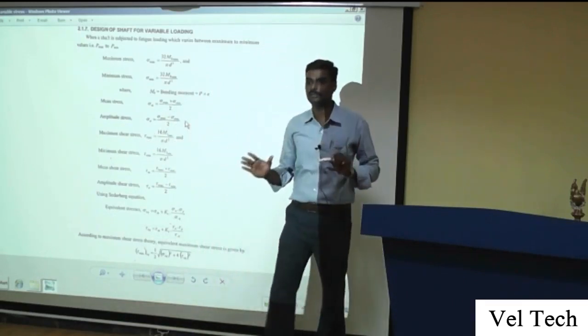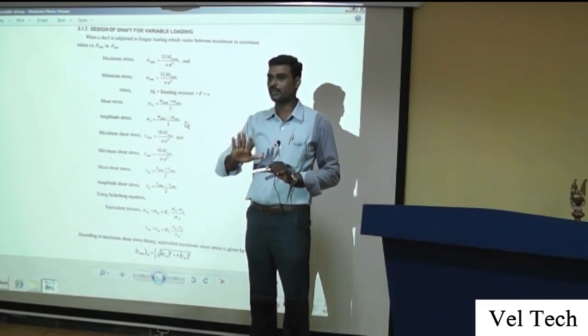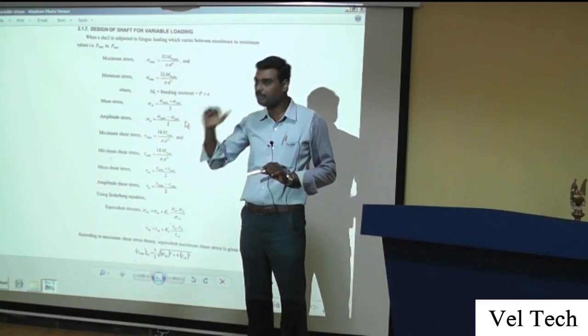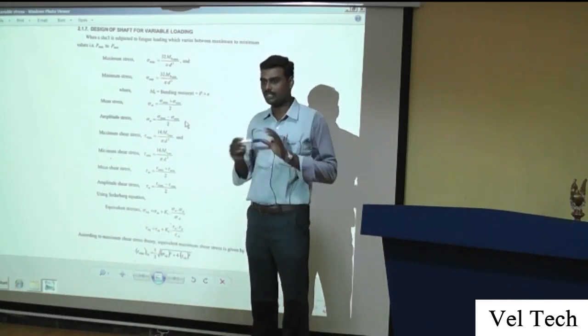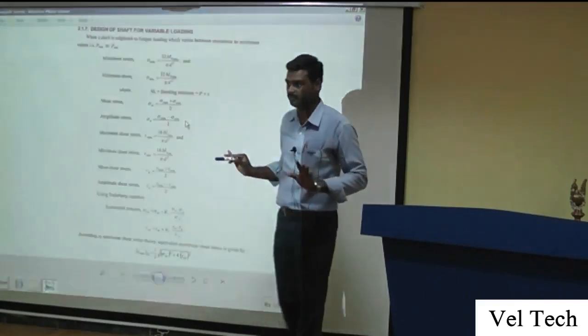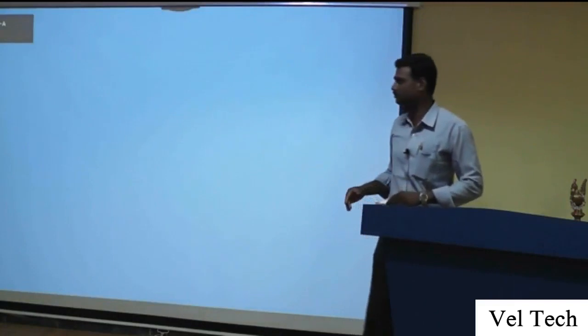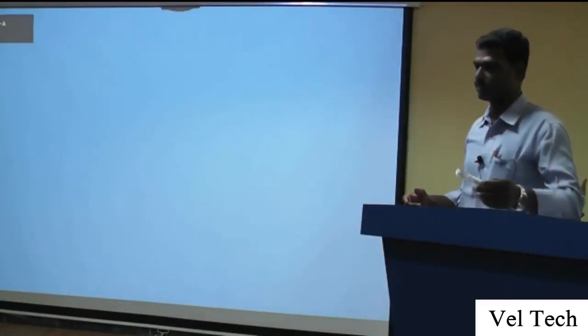The maximum tension in the belt on pulley B is 2.5 kN. So maximum tension T1 is given for pulley B, 2.5 kN. And the angle wrapped for both pulleys is 180 degrees. The theta value is also given, 180 degrees. And the coefficient of friction, mu value, is given, 0.24.